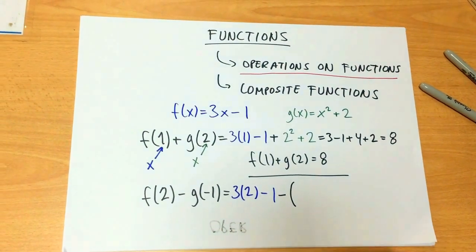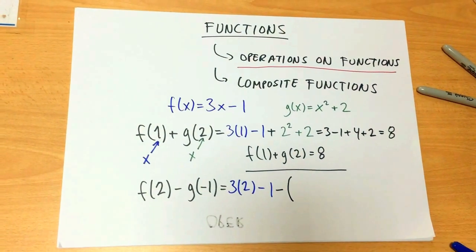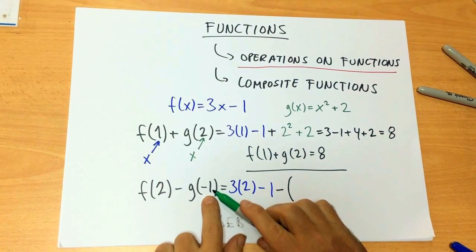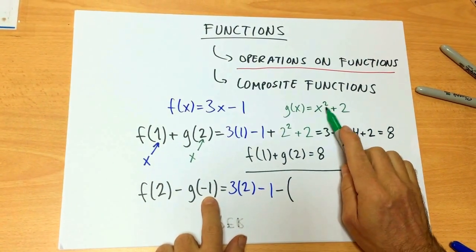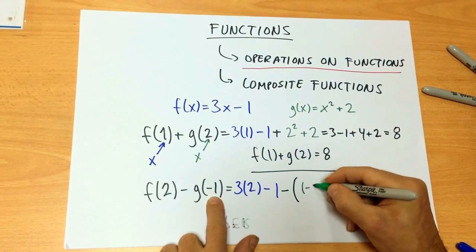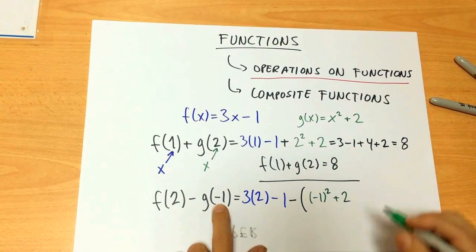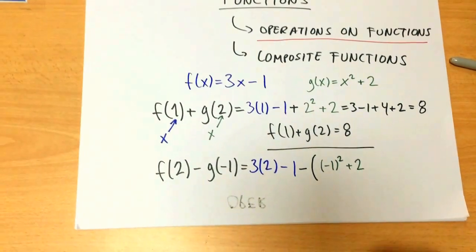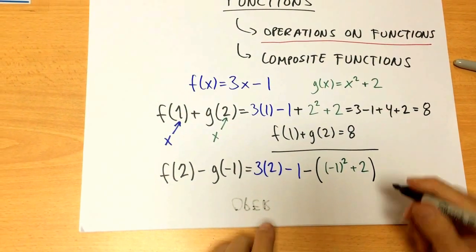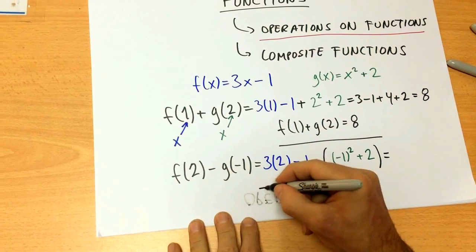g of negative 1, what is that? So I have x is negative 1 for my g, so I will have negative 1 squared. Negative 1 squared plus 2, like this. And now I can close my bracket. And now I'm down to basic math again.